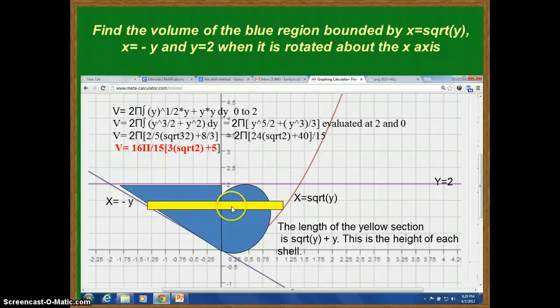Now here's the function. The way you do this is pick a rectangle parallel to the axis of rotation. So this yellow rectangle is parallel to the axis of rotation. Try to figure out what its length would be, because that would be the height of the shell that's going around this axis. In other words, imagine a roll of paper towels horizontal on a paper towel holder. The length of that roll of paper towels is this value of the rectangle.